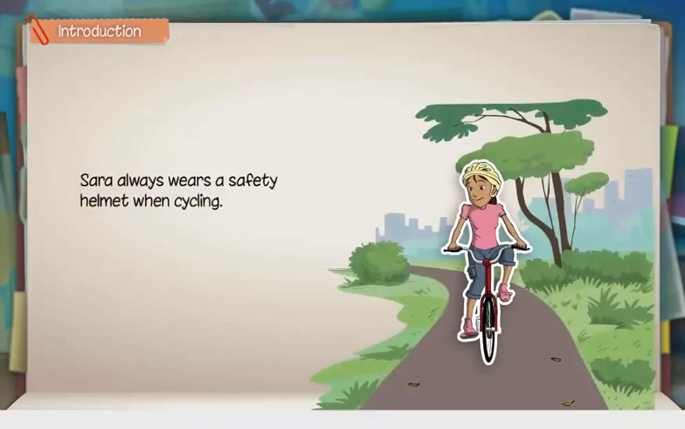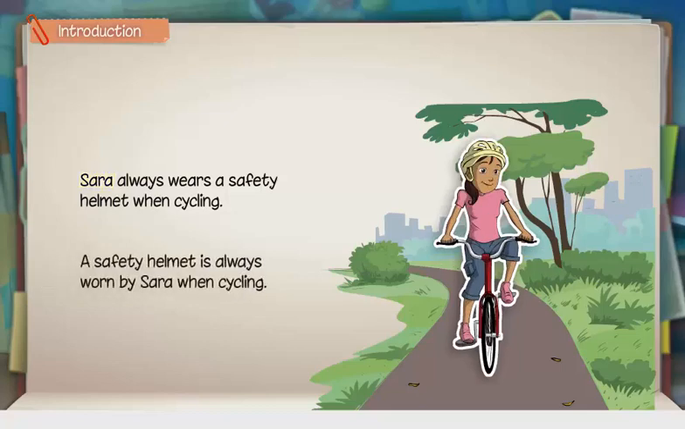Read this sentence. Notice that the emphasis is on the person, Sarah, who is the wearer of the helmet. Now, read this sentence. In the second sentence, the emphasis is on the thing, the safety helmet, which is being worn rather than the wearer. The second sentence says the same thing as the first sentence, but in a different way.